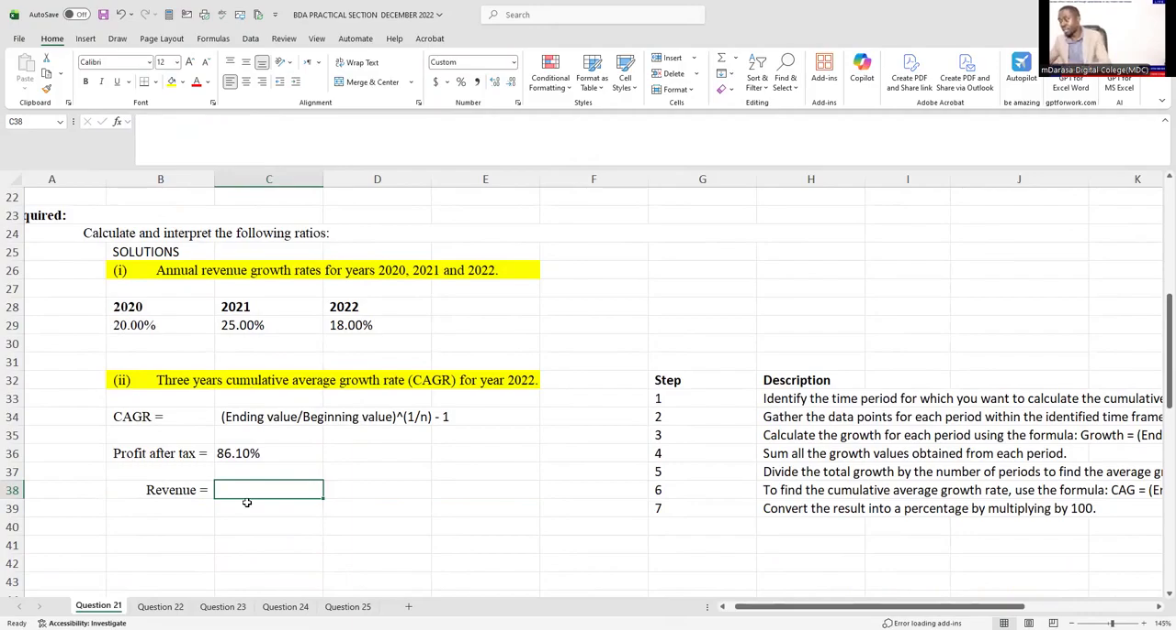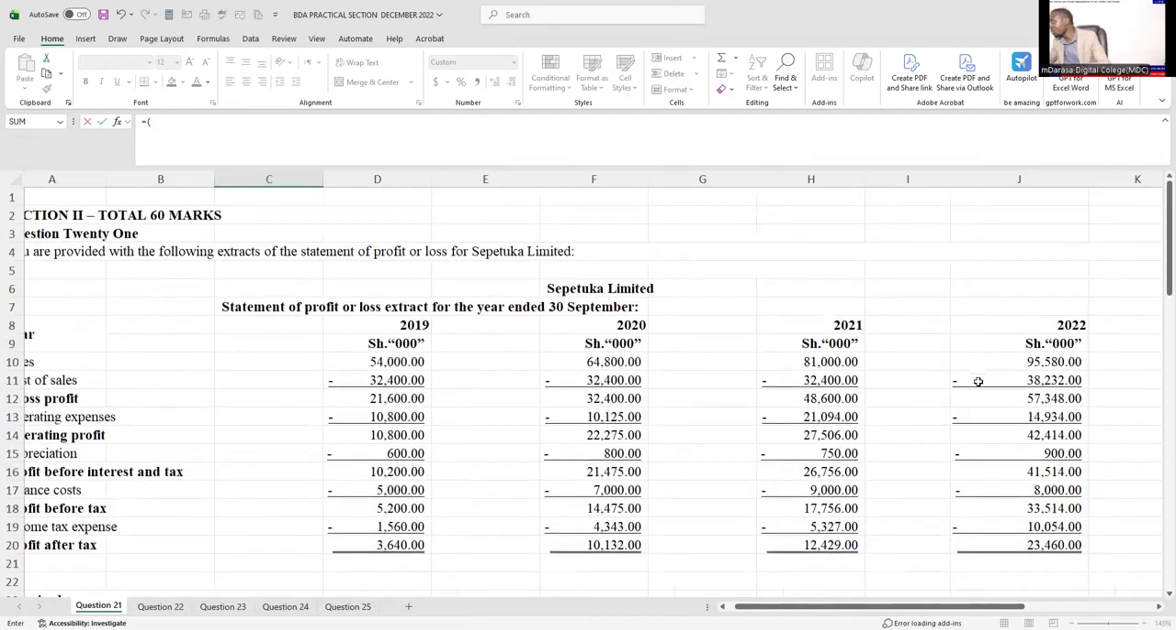So this other part, revenue, cumulative average growth rate for revenue. Similar concept will apply: equal sign, beginning value for revenue, that is 2022, divide by, of course, ending value in this context. We raise this one to power 1 of 3, we close it.